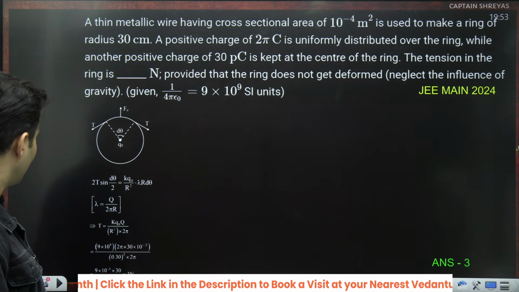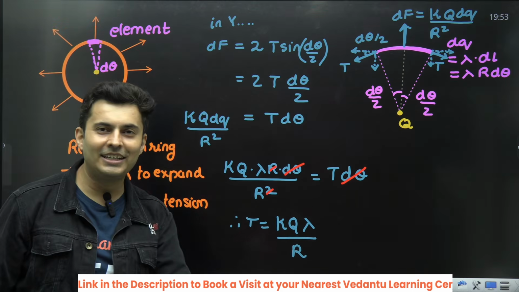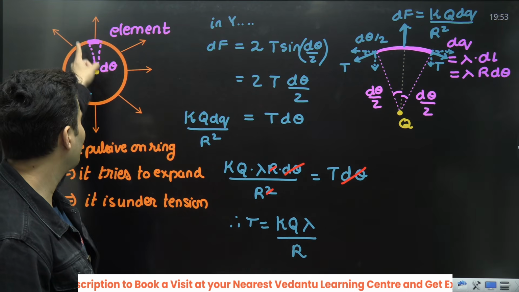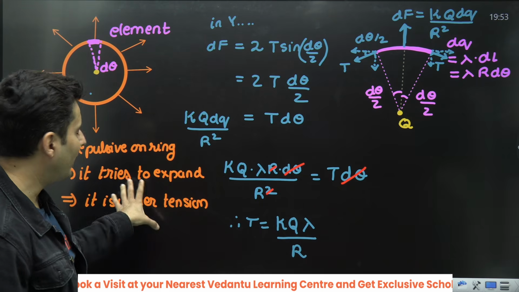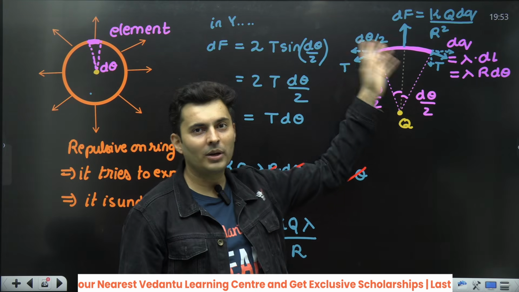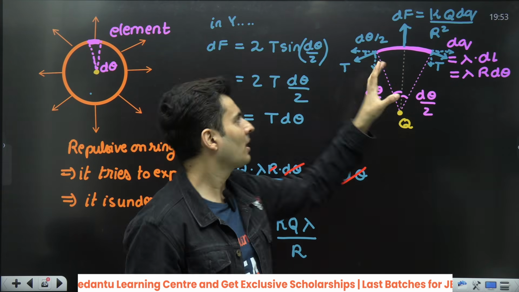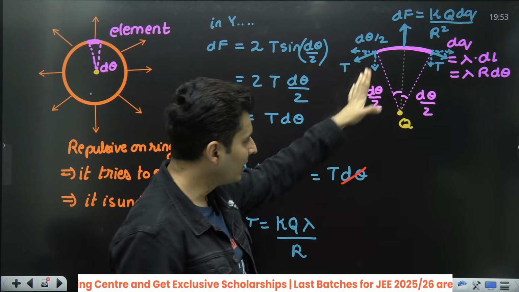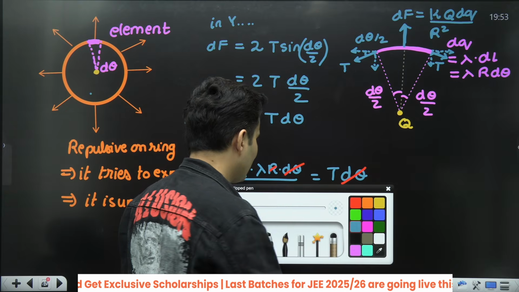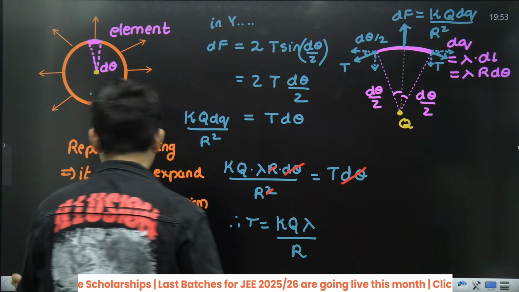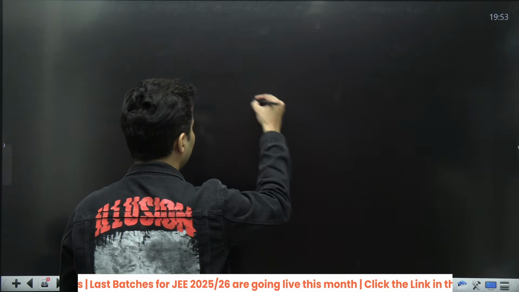What a question, guys. So substitution was not the interesting part. The interesting part was taking an element, understanding why tension is there, and then drawing the free body diagram over here. If you are wondering how this d theta by 2 came, let me also explain that part in detail on this particular slide.